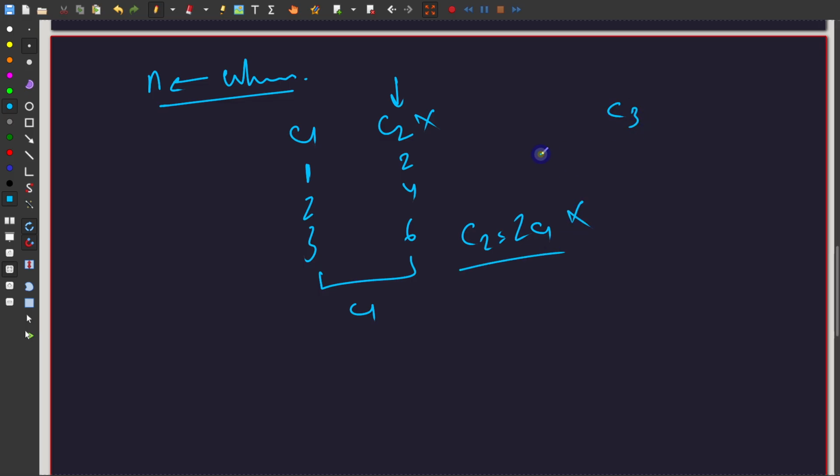Now if you consider C3, for example, where it could just be 5, 7 and 9, so here clearly if you try to obtain C3 from C1, it's not going to happen in terms of a scalar product. It's not really possible. Even if you try it with C2, you won't really get it, right? So they are linearly independent.